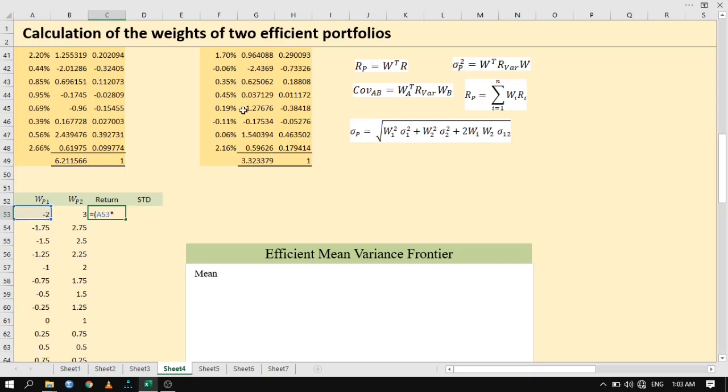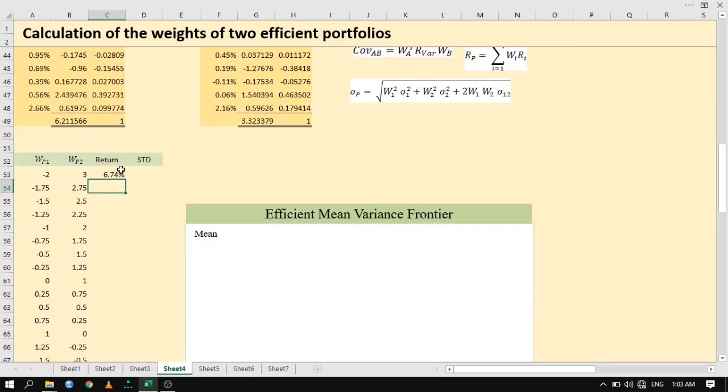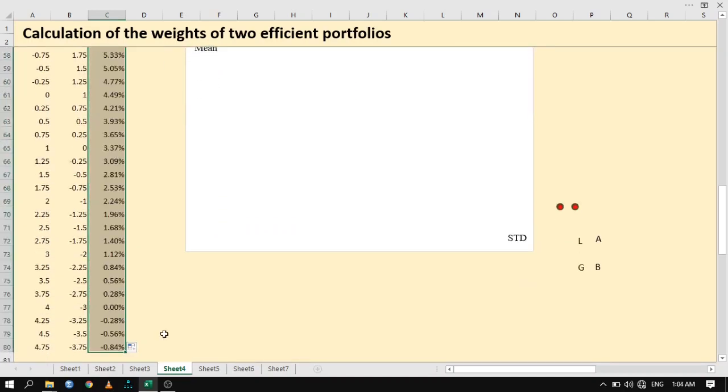weight A multiplied by return, sorry, weight 1 multiplied by return 1, and I am going to fix it, plus weight 2, weight of the portfolio 2 multiplied by return of the portfolio 2, fix it, so you get this value. So the return of the first portfolio is 6.74%. I'm going to drag it down so you get these values.